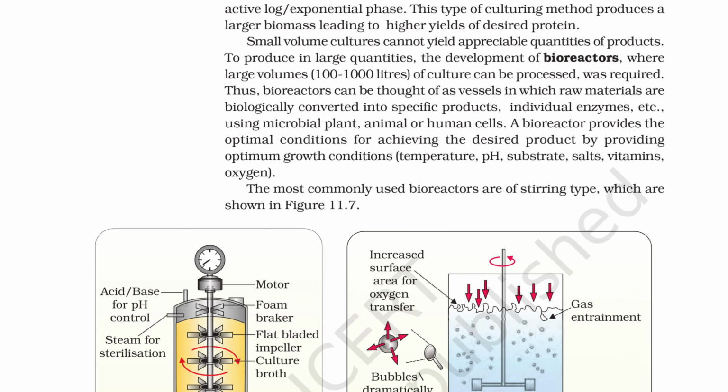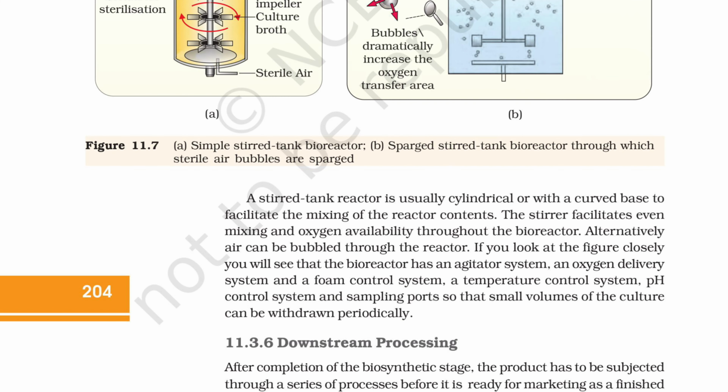A bioreactor provides the optimal conditions for achieving the desired product by providing optimum growth conditions: temperature, pH, substrate, salts, vitamins, oxygen. The most commonly used bioreactors are of stirring type, which are shown in the figure. A stirred tank reactor is usually cylindrical or with a curved base to facilitate the mixing of the reactor contents. The stirrer facilitates even mixing and oxygen availability throughout the bioreactor. Alternatively, air can be bubbled through the reactor.